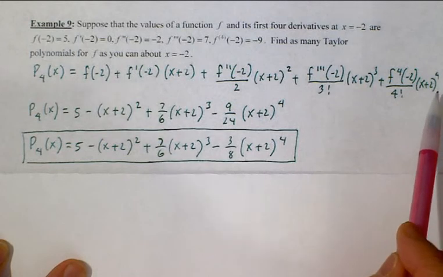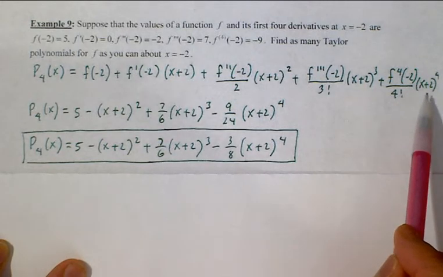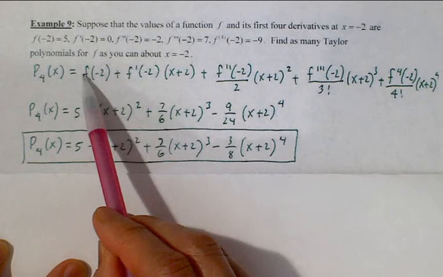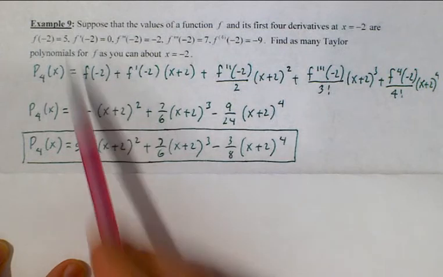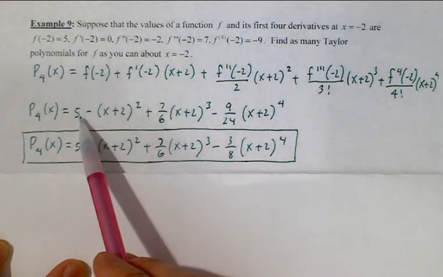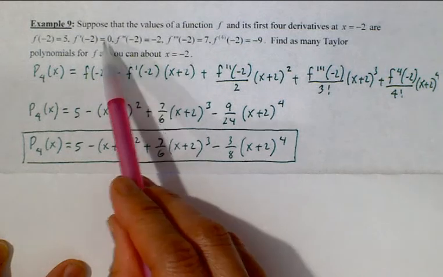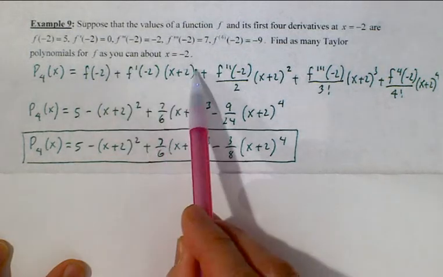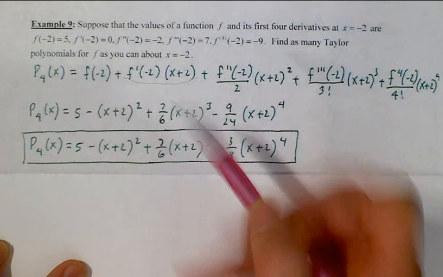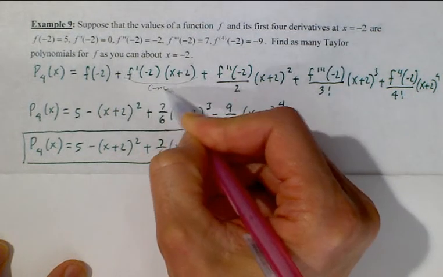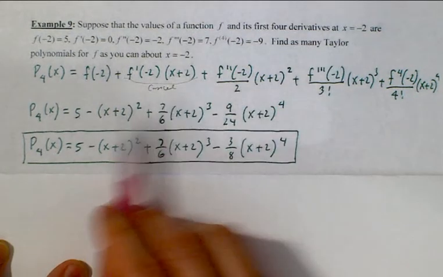Okay, so now I'm going to just substitute in the values and then just simplify. So it says that f of negative 2 is 5. So I'm just going to write 5 here. F prime of negative 2 is 0. And so this part here will just cancel out. That will just cancel. Right, so that's why I don't have an x plus 2 on this.